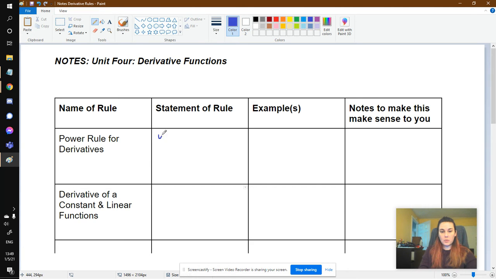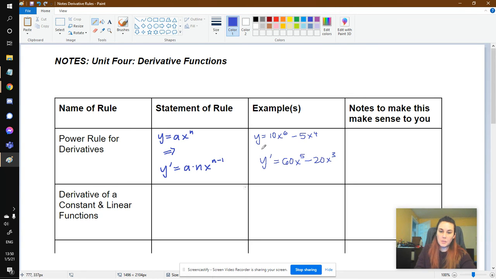The statement of the power rule is when y is equal to a x to the power of n, then the derivative is a times n times x to the power of n minus 1. We can give an example. Y equals 10 x to the power 6 minus 5 x to the power 4, whatever. Then we say the derivative is 60 x to the 5th minus 20 x cubed.